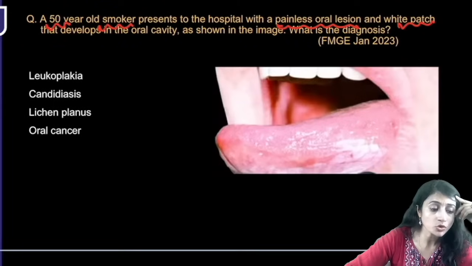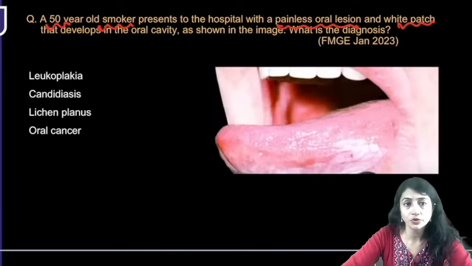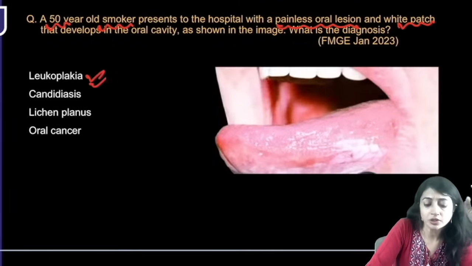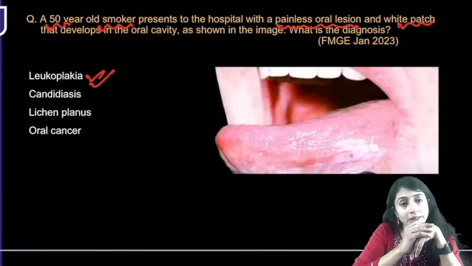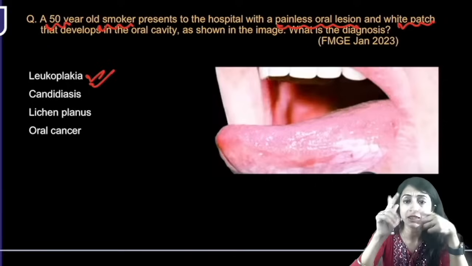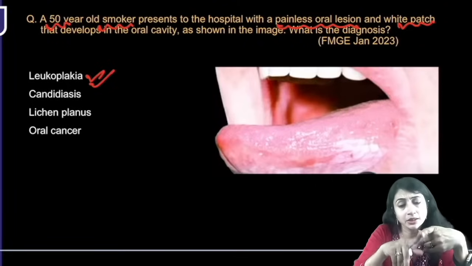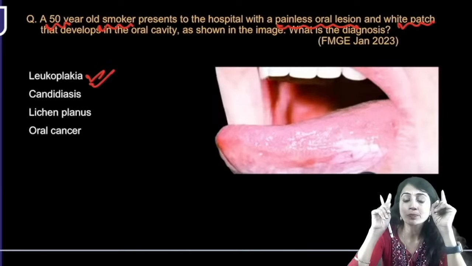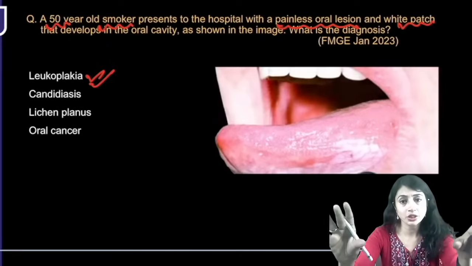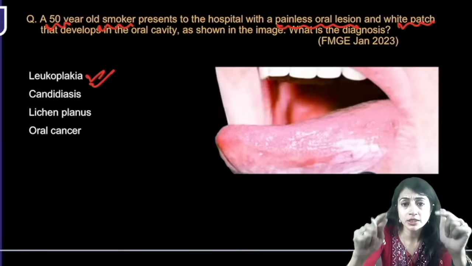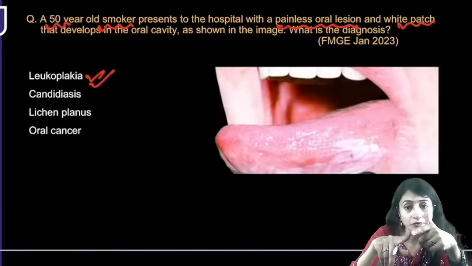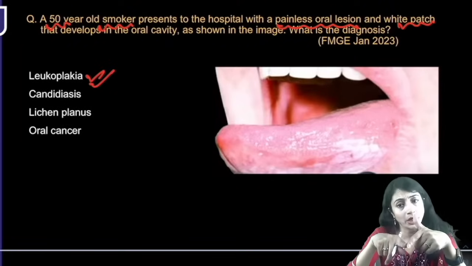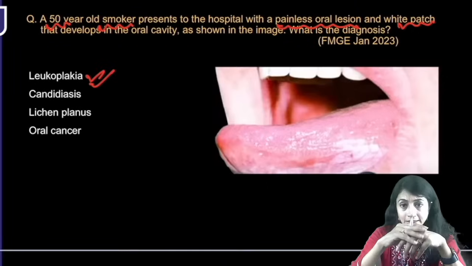Absolutely right, and I'm so glad that none of you are confused here. Yes, option A, leukoplakia, is correct. Leukoplakia is a pre-malignant condition. It is a condition which is seen in smokers. It presents with a painless asymptomatic whitish patch. So what do you do if you see a patient of leukoplakia? You observe the patient and you go for a biopsy to find out what exactly it is.